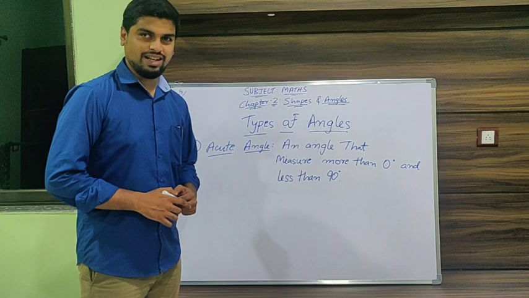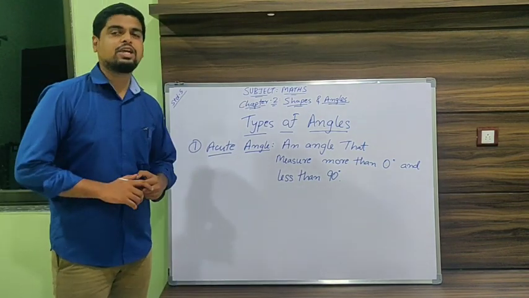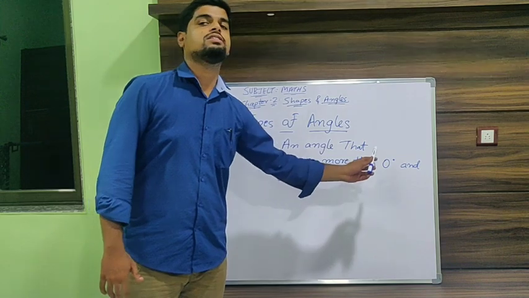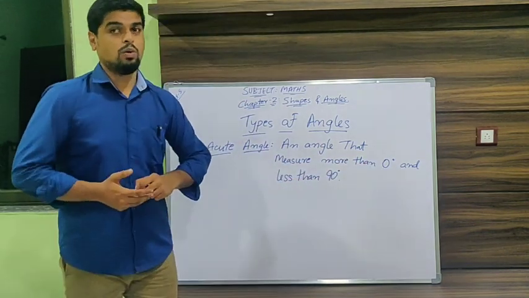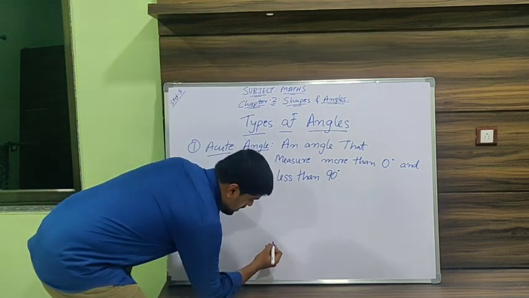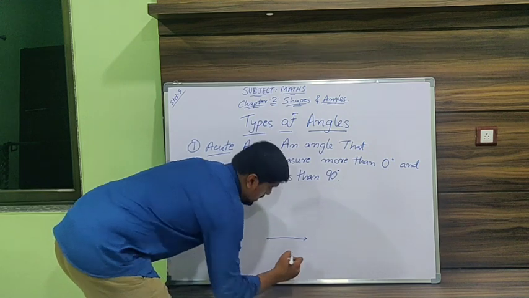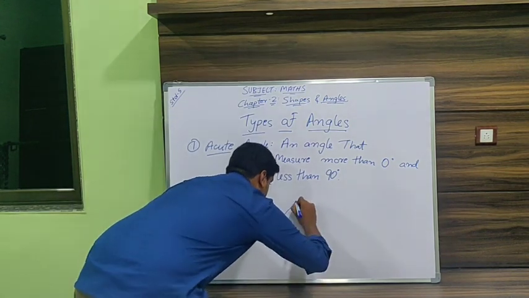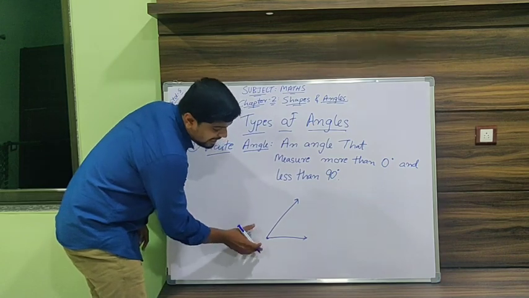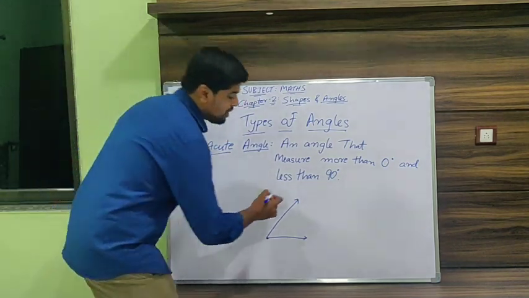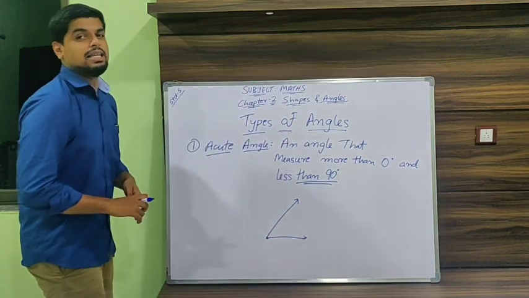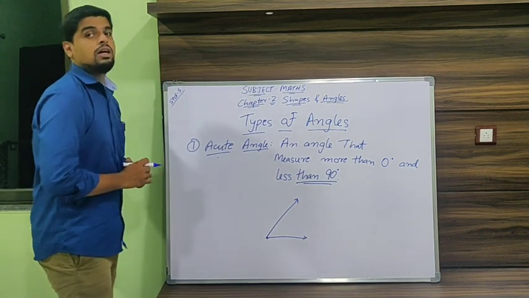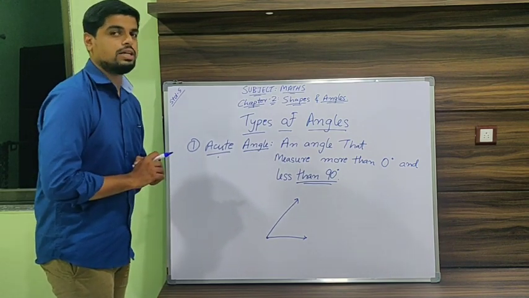Let's start with the types of angles, in which the first type is the acute angle. So what is an acute angle? An angle that measures more than 0 degrees and less than 90 degrees. What does it mean? Let's see. If I draw a ray, an angle is made up of how many rays? Two rays. But in an acute angle, these two rays are less than 90 degrees apart. The angle which is less than 90 degrees is known as an acute angle.